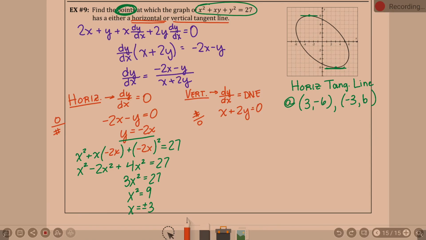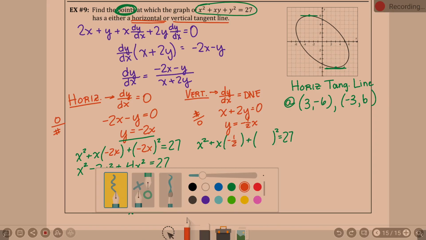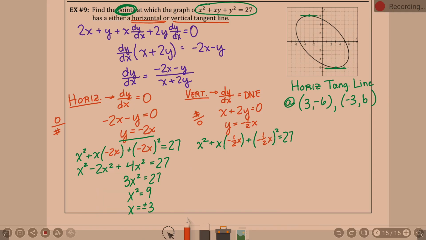I again solved it for y. I don't know that you couldn't solve it for x and just plug that in instead and find your y values instead. You'd just be doing the opposite. So I end up with y equals negative x over 2. I wrote mine as negative 1/2 x. Negative x over 2 is great too. And plug it in. So it's x squared plus x times that y value plus the y value squared equals 27. That y value I'm plugging in, I wrote it as negative 1/2 x, Logan wrote it as negative x over 2. Either or.